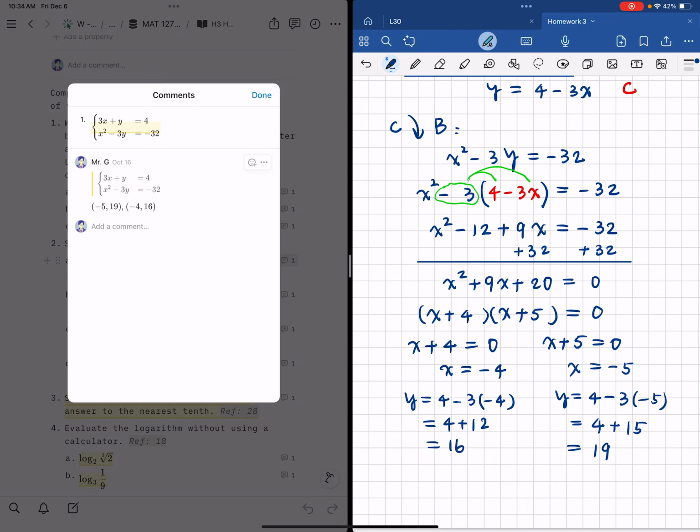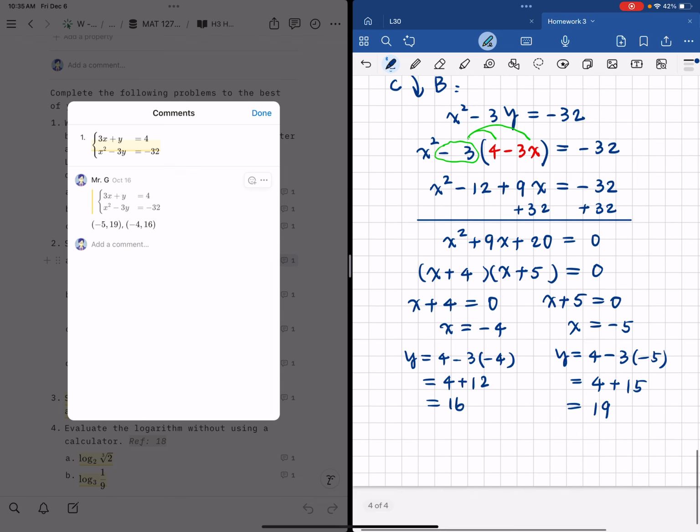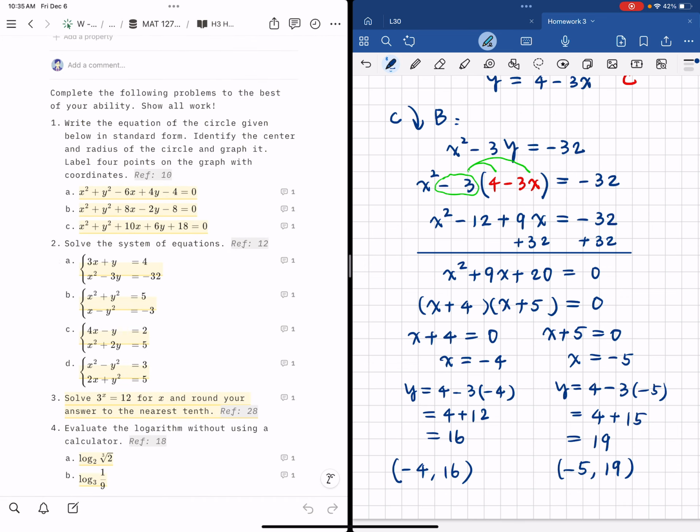Let's see if that's right. Okay, so we do get the right solution. Let's write them down in coordinate form. The first is negative 4, comma 16. And the second is negative 5, comma 19. And they are the two solutions that I provided right there.